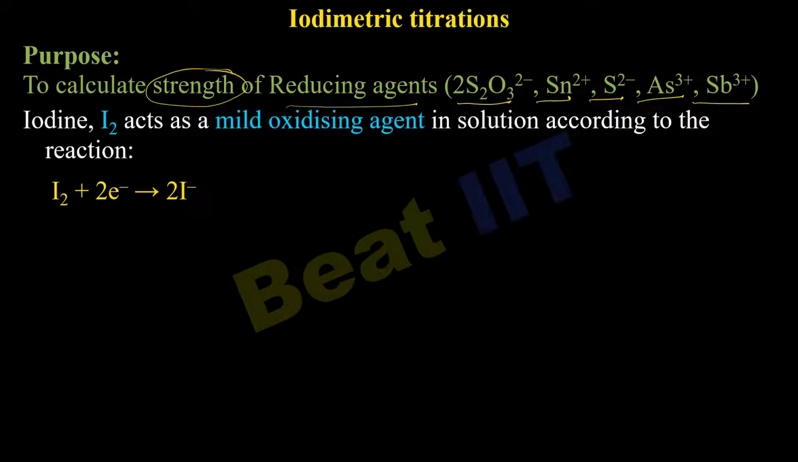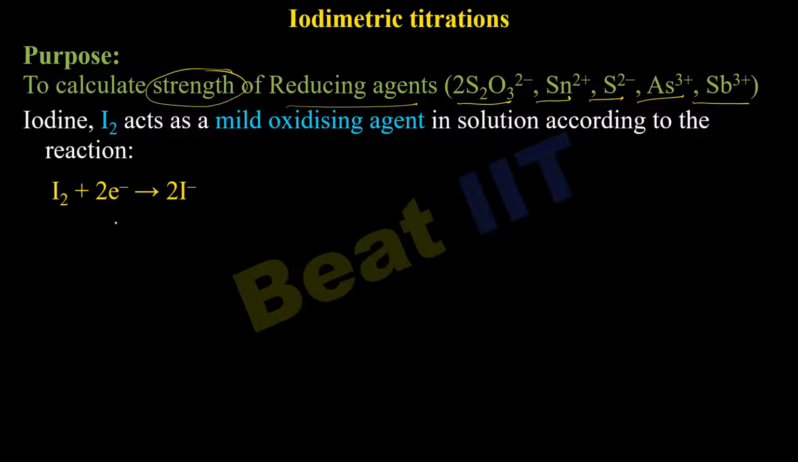We have to use iodine in this titration, but the problem is that this iodine is not soluble in water. Iodine is non-polar: iodine atom, another iodine atom. So it is non-polar. However, water is polar. And the rule is polar dissolves polar, non-polar dissolves non-polar. So that's why iodine being non-polar is not soluble in water.